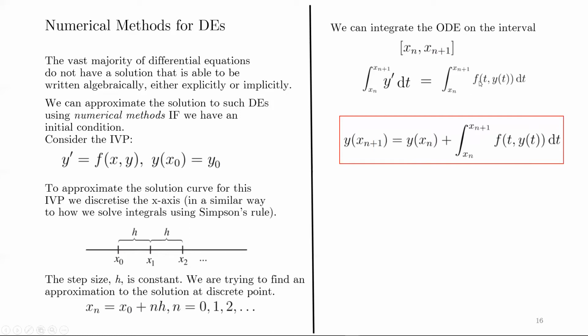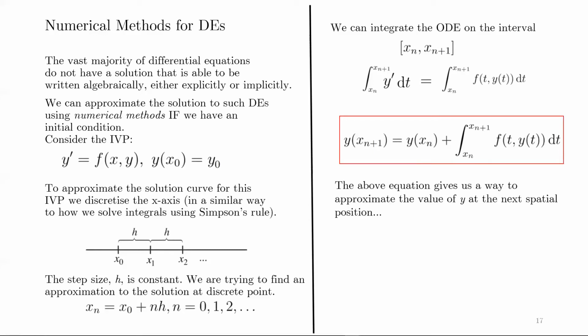We don't know what this function f is. So of course, whatever that function f is depends on the value of that integral. Okay. So what this is saying is that to get the updated value of y at the point xn plus 1, we just take the value of y that we already know, so the value of y at xn, plus this integral, okay? And so this equation gives us a way to approximate the value of y at the next spatial position.